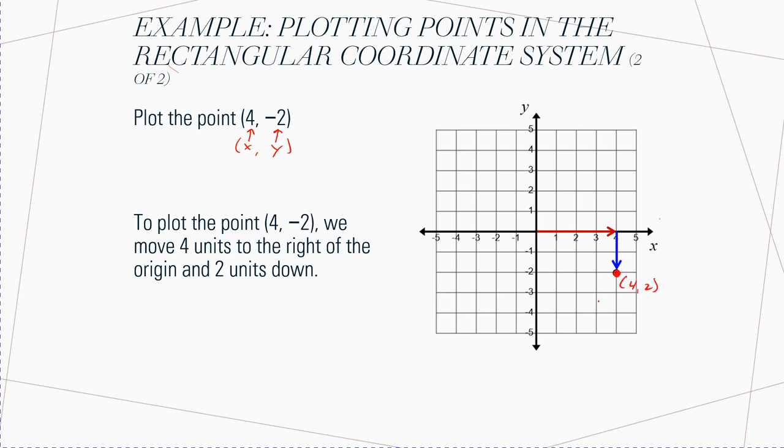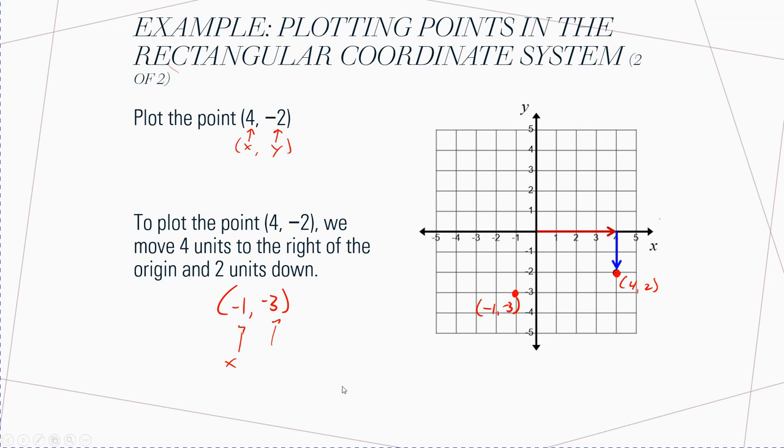All right, let's plot this one. Let's plot -1, -3. So this is my x. So I'm going to go over to -1 on this x-axis. And this is my y. So then I'm going to go down to -3. So -1, -3. So we're going to plot a ton of points in the coming section here when we look at these graphs.